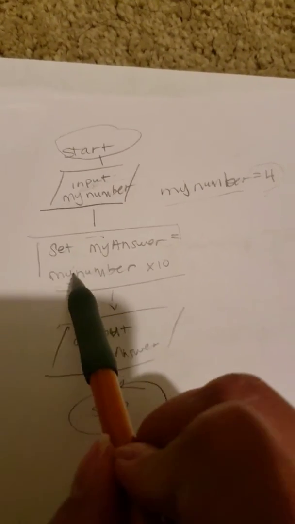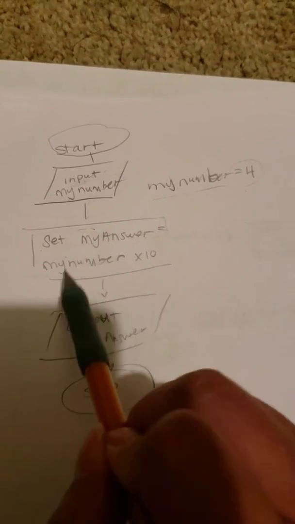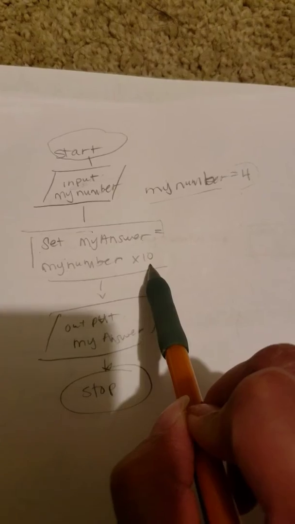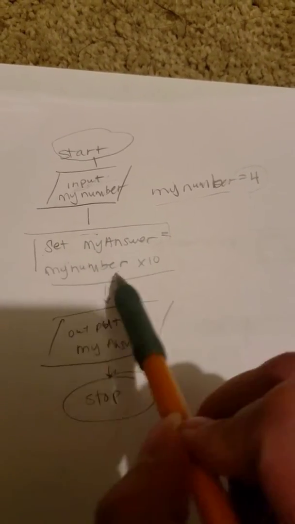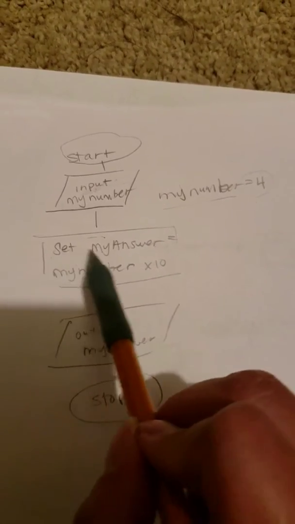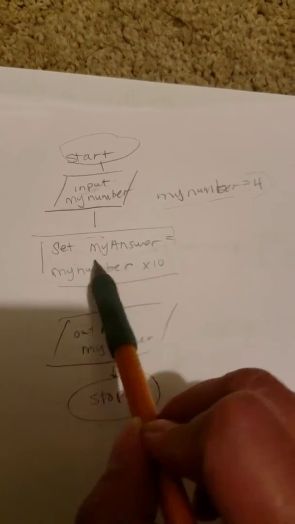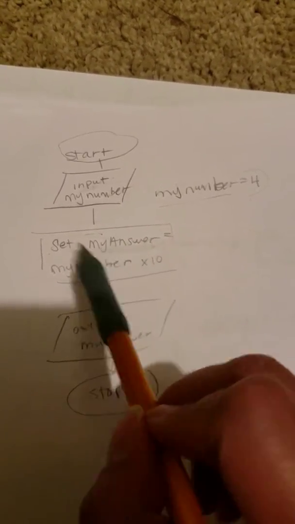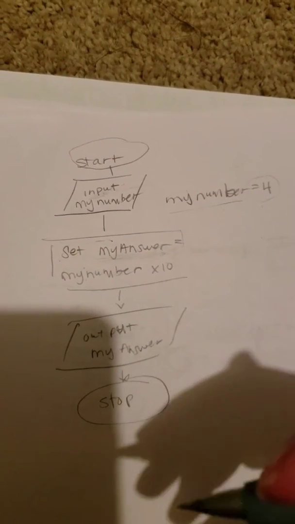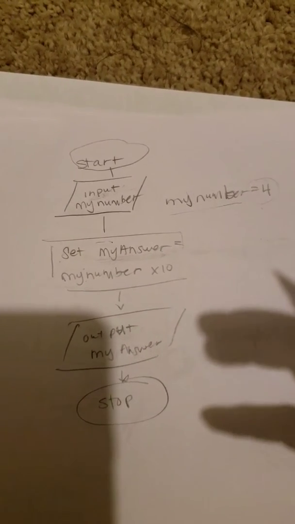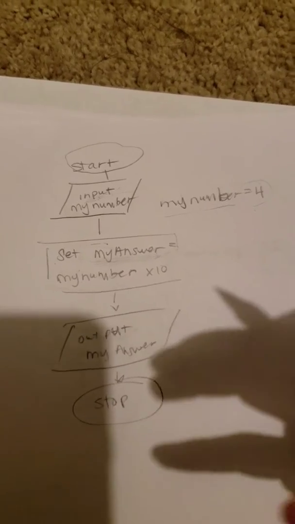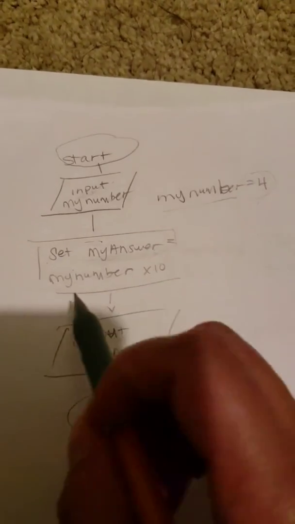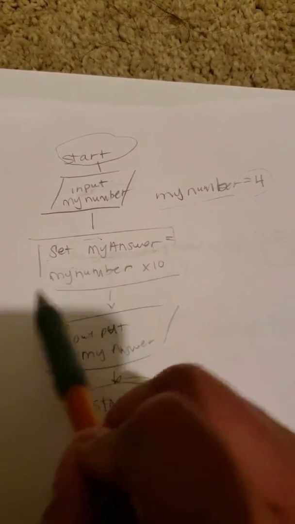So now you go to the next step and it says set my answer equals my number times 10. So what does it really mean? It's saying make this my answer, setting it to become, I guess, saving that number as my answer, okay?